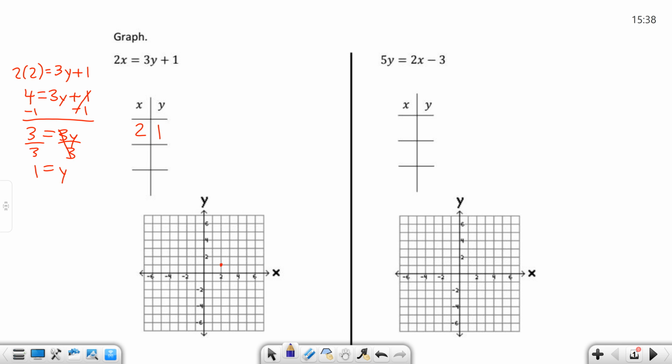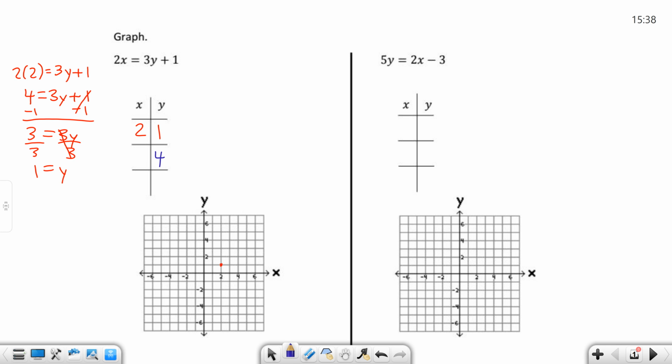Y'all pick something for Y. 4. Hang on. Let me see in my head. Will 4 work? I think 4 works. Let's try 4. Okay. So the reason I say will it work, you can plug any number in. It's whether or not it'll fit on my grid. 3 probably works better than 4 because of the fractions.